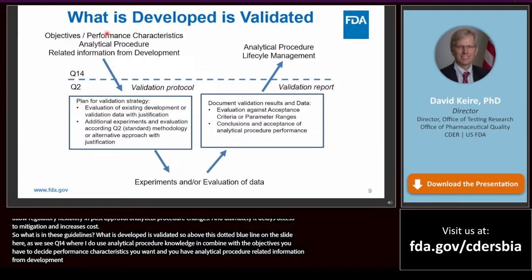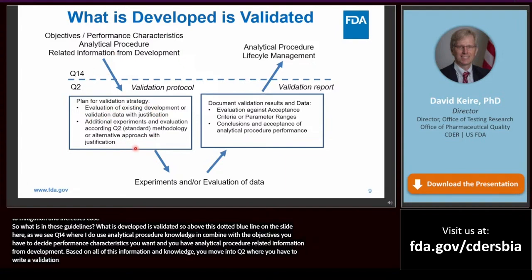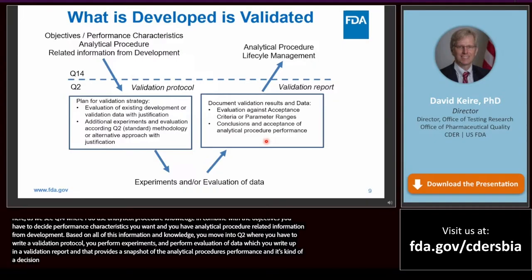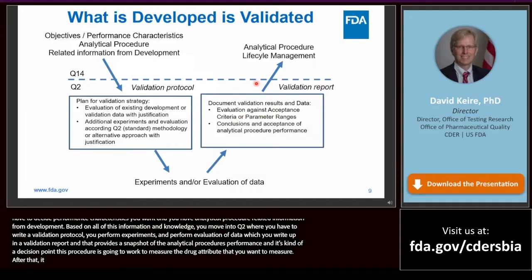Based on all that information and knowledge, you move into Q2, where you write a validation protocol, perform experiments, and perform evaluation of data, which you would write up in a validation report. That provides a snapshot of the analytical procedure performance, and it's a decision point that this procedure is going to work to measure the drug attribute that you want to measure. After that, it moves into analytical procedure lifecycle management, which again crosses back into Q14.